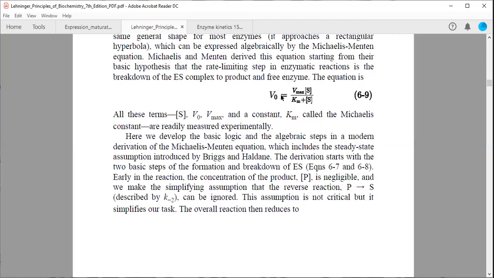According to the Michaelis-Menten equation, V naught, or the initial velocity, is equal to Vmax, the maximum velocity one enzyme can approach, multiplied by the substrate concentration. So V naught equals Vmax into substrate concentration divided by Km plus substrate concentration. Km is itself a substrate concentration. If you add Km plus substrate concentration, it is a kind of total substrate concentration.